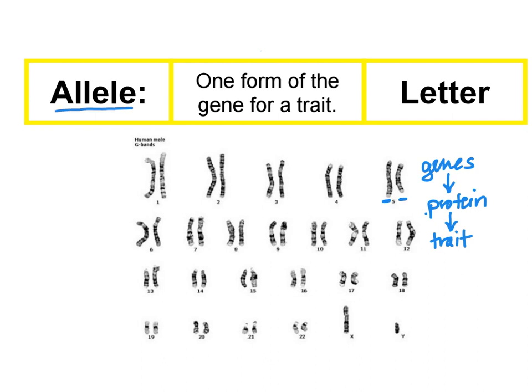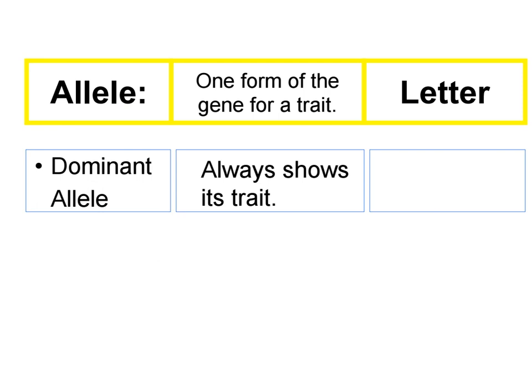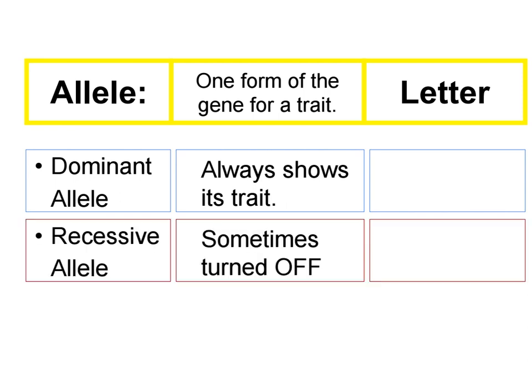This is what we refer to as an allele. An allele is one form of the gene for a trait. And so that we can keep track of the different versions, we refer to these simply as a letter, which you are going to see as we start actually using this vocabulary. Most of our genes are shown in two forms. The first form is the dominant allele. This is a piece of DNA that, if it is there, is always going to show its trait. The second allele is called recessive. It is a piece of DNA that, even though it is present, may sometimes be turned off and we will not see its trait.